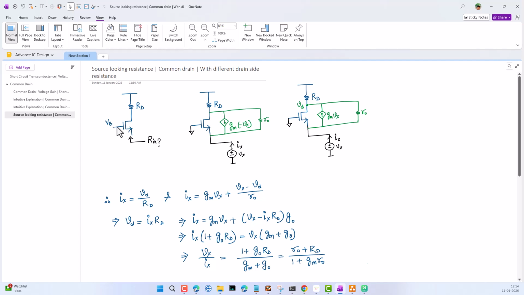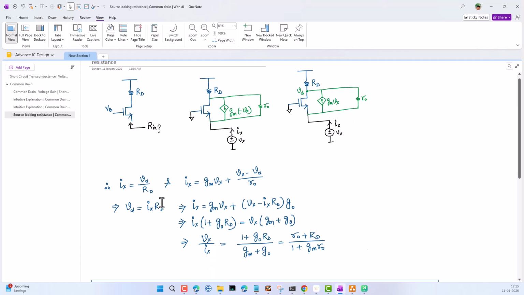The gate is incrementally ground. So we have a resistance RD over here. Now you see what VGS is. It is basically minus VX. So this is the current, and this is our resistance R naught. Now you can use the current downward, or instead you can use it upward. So you can use plus VX.